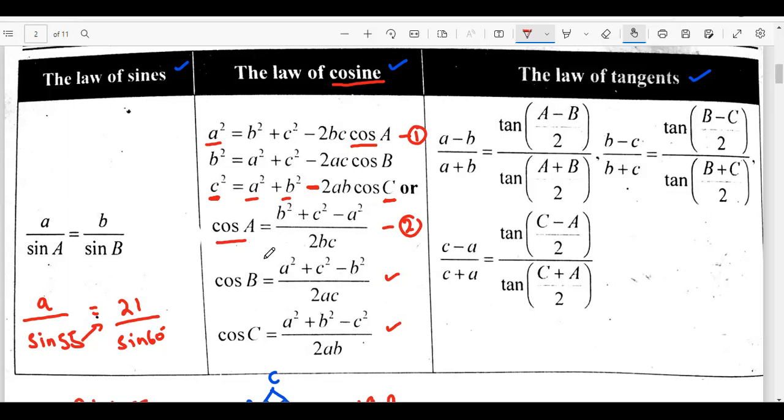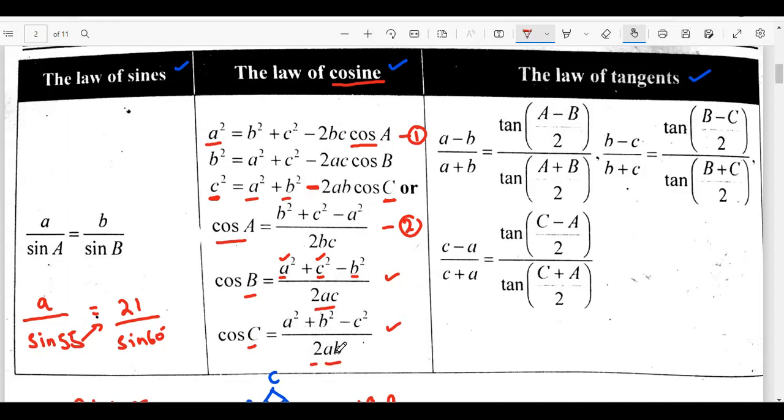Okay, now you need to be careful that if you are interested in finding out cos b, the order of these numbers would be different. If it's cos b, you would have 2ac in the denominator, you would have a square plus c square, and then minus b square. Okay, so whatever the number is, forget about it initially, just put a division sign, 2, and then the other two sides, then the square of the other two sides, and then minus the square of the opposite side.